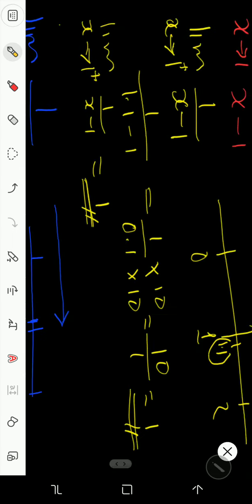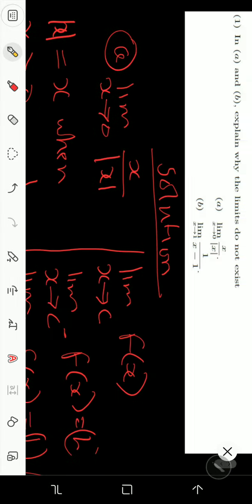So we shall continue. We have just answered question 1, A and B. We will continue with this tutorial sheet. Thank you.